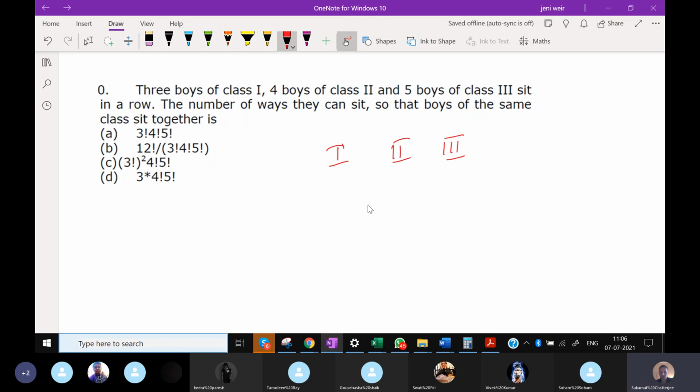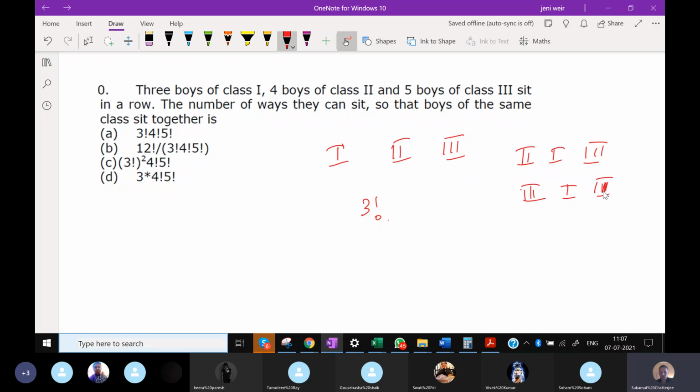3 boys of class 1, 4 boys of class 2, and 5 boys of class 3 sit in a row. The number of ways they can sit so that boys of the same class sit together. So there are 3 groups, 1, 2, and 3. And these groups have to sit together. So the number of ways that these can be arranged is factorial 3. Now, once I have arranged them in some order, let's say 1, 2, 3, or 2, 1, 3, or 3, 1, 2, or anything. So there are 6 possible ways of doing that, right?